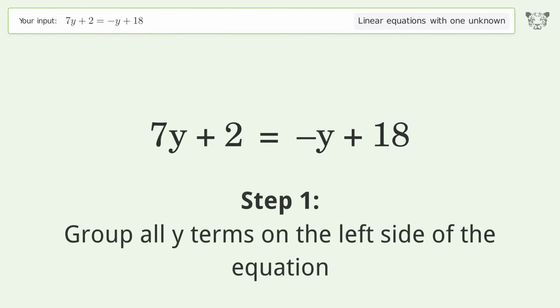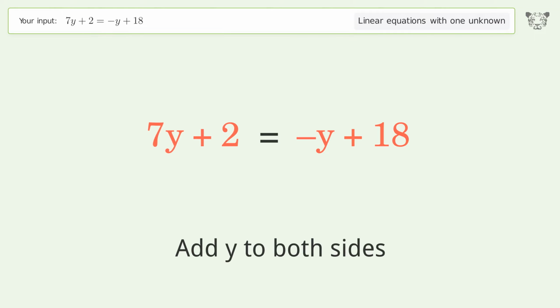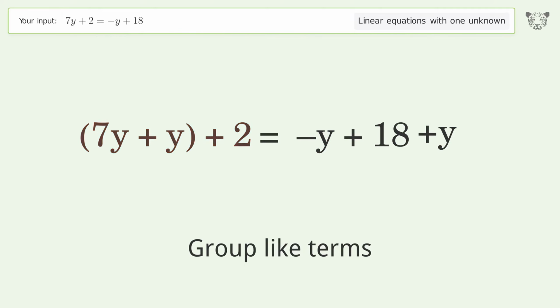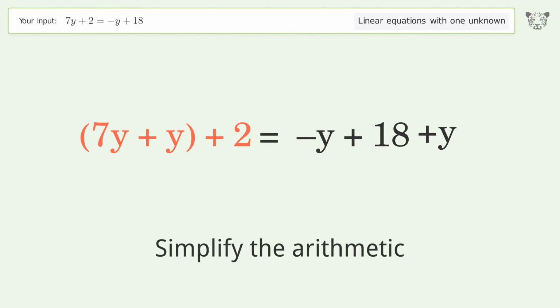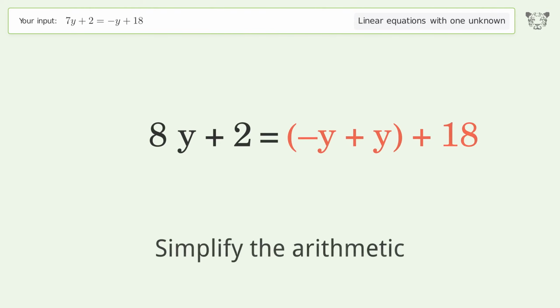Group all y terms on the left side of the equation. Add y to both sides. Group like terms. Simplify the arithmetic. Group like terms. Simplify the arithmetic.